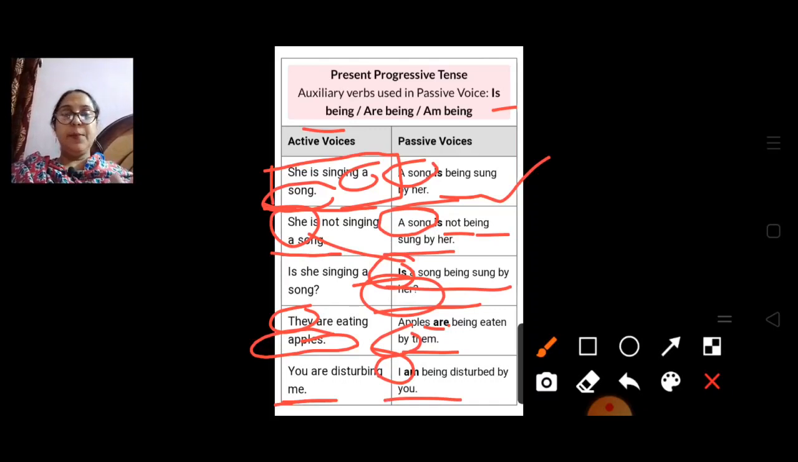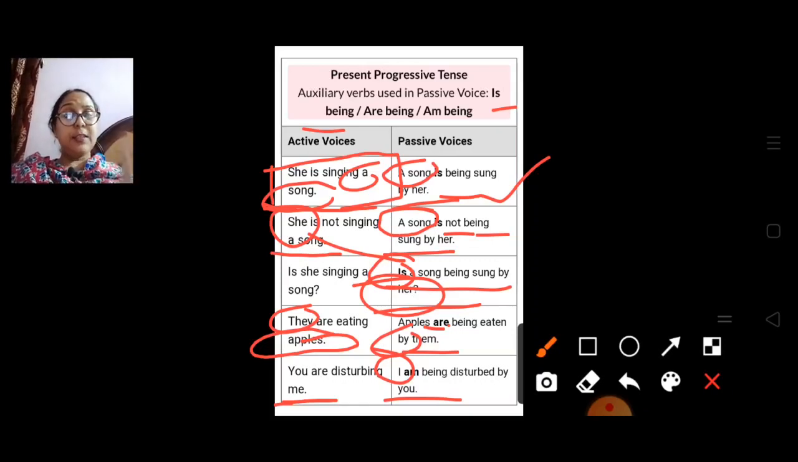Always keep this in your mind whenever we are changing active to passive voice in present continuous tense. We are supposed to use is being, are being and am being. Whenever we are changing active to passive voice in present continuous tense, if the object is singular, we are going to use is being.